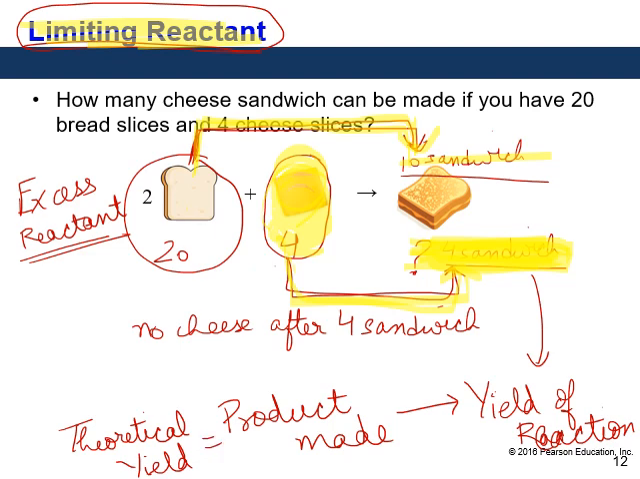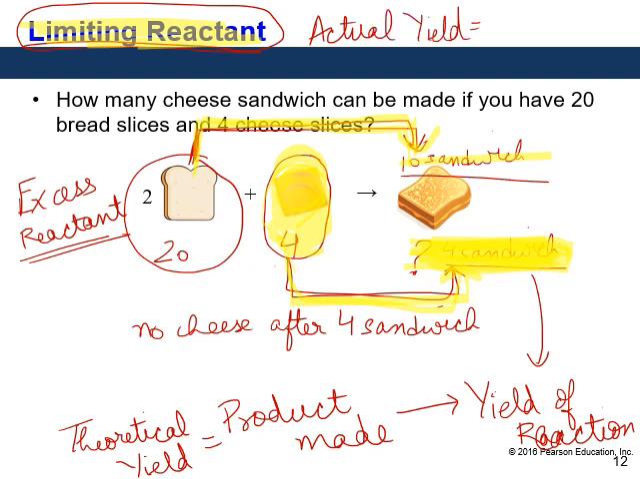This is based on calculation. So if you give me 20 slices of bread and 4 cheese slices, I should give you 4 sandwiches. But let's say I burned maybe 2 sandwiches out of it. When I was cooking, I should give you 4. But what did I do? I burned 2 of those. So how much product did I actually make? That would be called your actual yield.